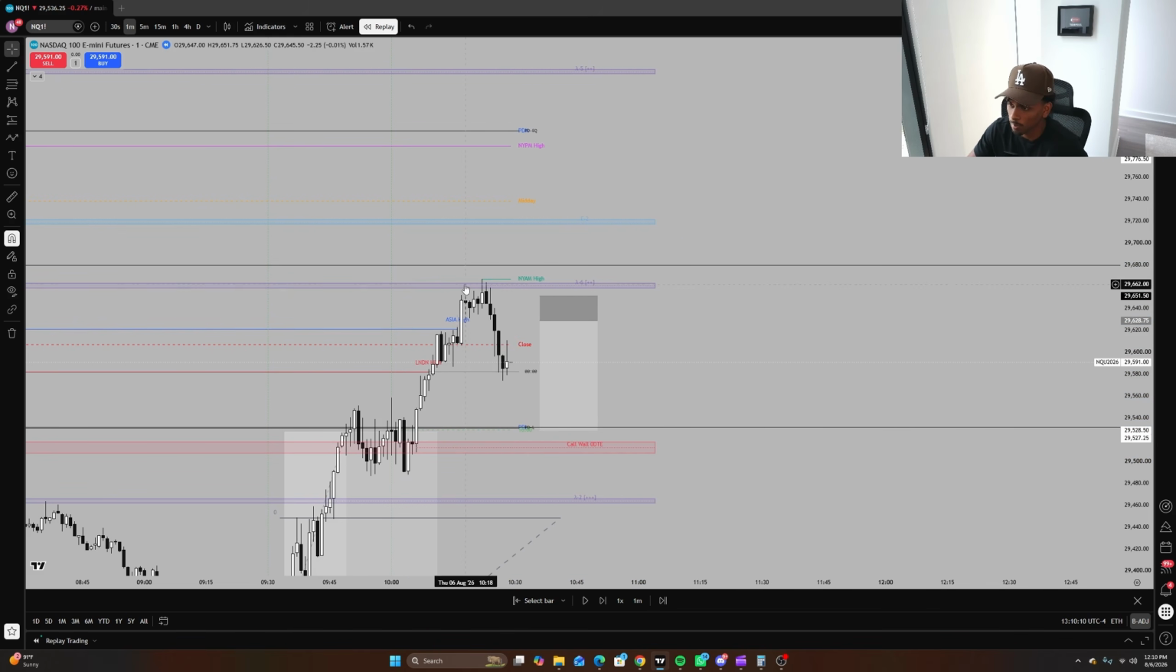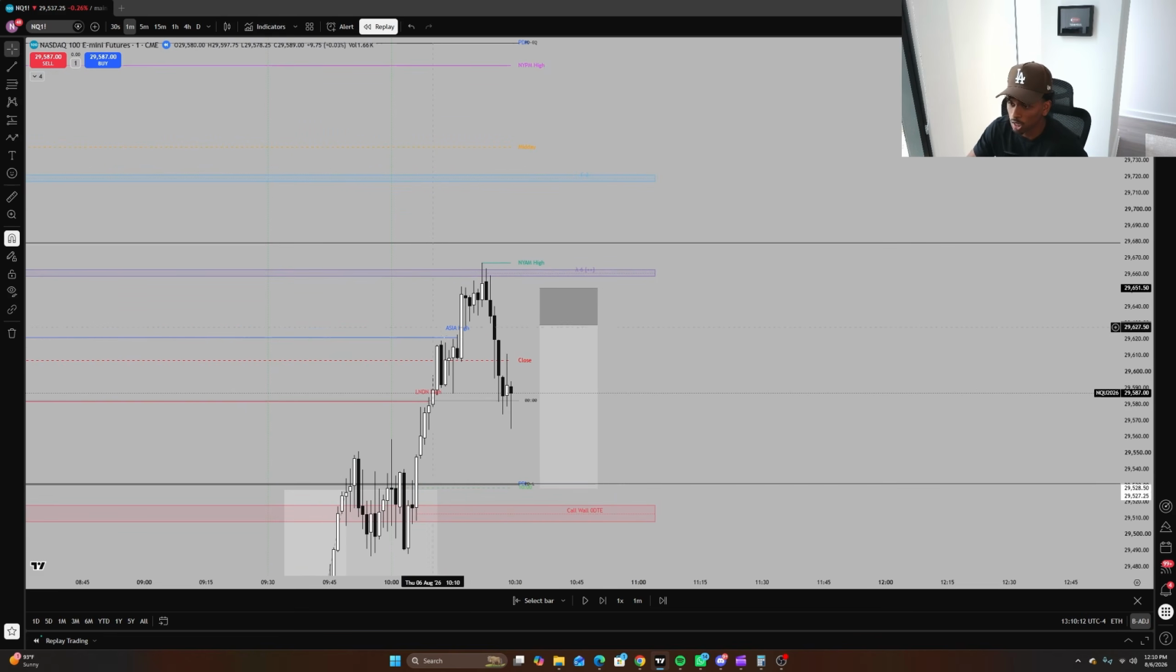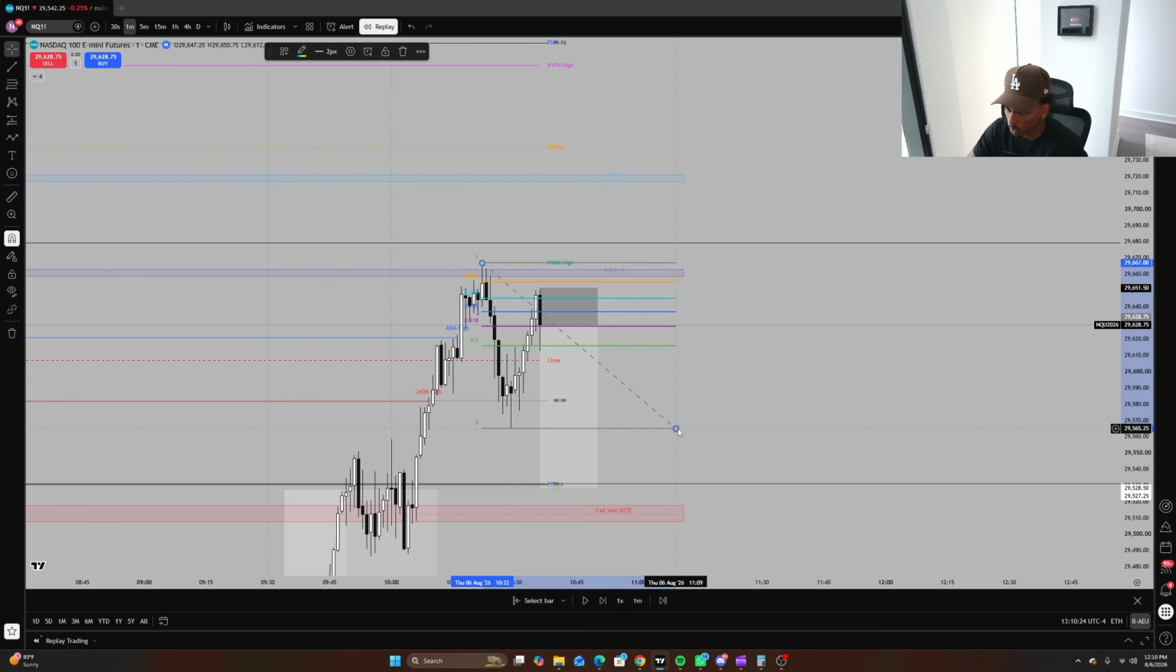Boom, we go ahead and tap into this GEX level over here, sweeping out this high. You have your first initial displacement leg right here. Once we create this low, what do you want to be looking for? From this low to this high over here, since we tapped into midnight open, you can mark out your OTE.